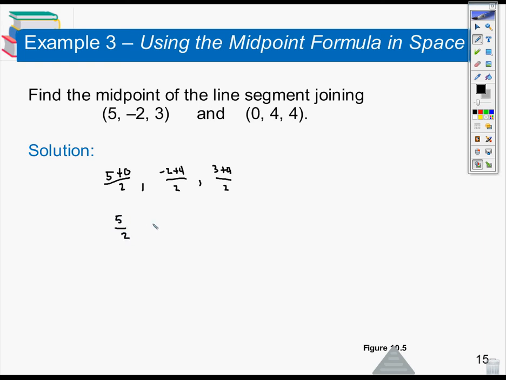And then I get 1. And then I get 7 over 2. It might not be the nicest looking coordinate point, but that's my x, y, z midpoint between these two 3-dimensional points.